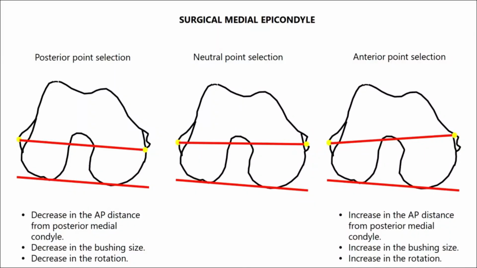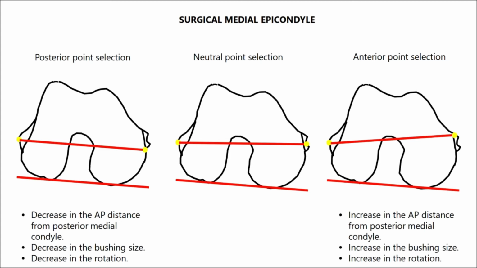This landmark is used to define the transepicondylar axis. The transepicondylar axis is defined as the line between the surgical medial epicondyle and the lateral epicondyle. It is said to represent the flexion extension axis of the knee. Errors in selecting this landmark will lead to errors in defining the transepicondylar axis and the subsequent setting of rotation of the implant to match the transepicondylar axis.